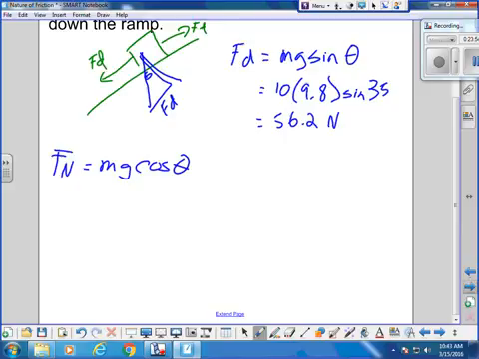Okay, so that's going to be mass of 10, 9.8, cos 35. 98 times cos 35, 80.3? Oh. 80.3. Okay, but that's just normal force, right?